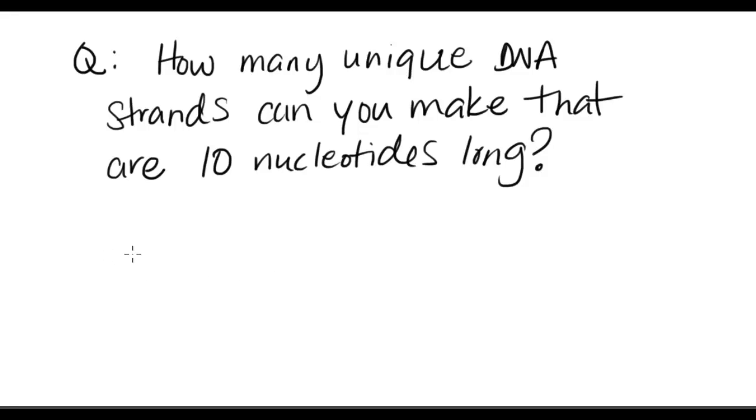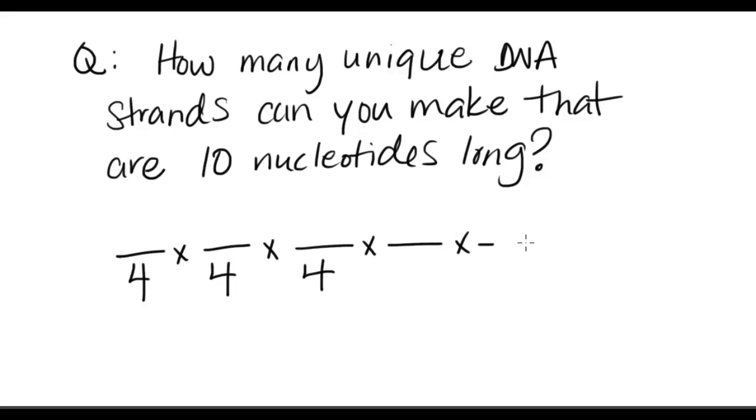Similar to the proteins, we say for our first slot, we have 4 bases. We could put an A, a T, a C, or a G here. So 4 possibilities, and also 4 possibilities for the second slot, 4 possibilities for the third slot, for the fourth, the fifth, the sixth, the seventh, etc., all the way to 10. Or in other words, 4 to the 10th.